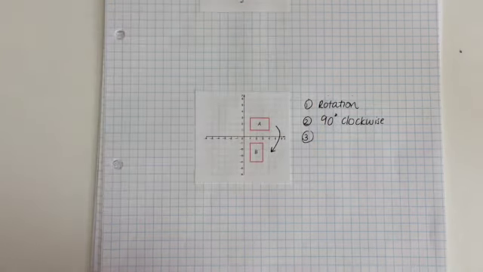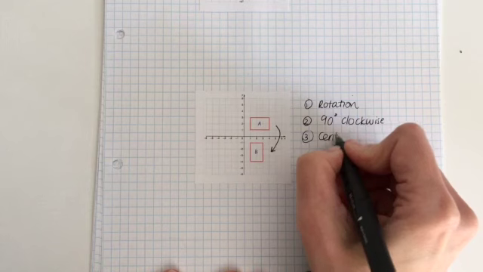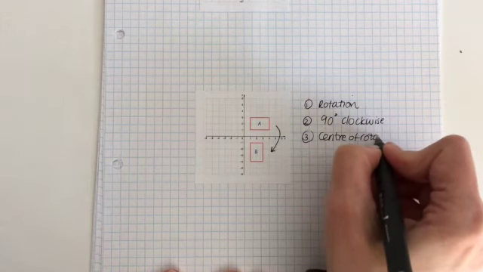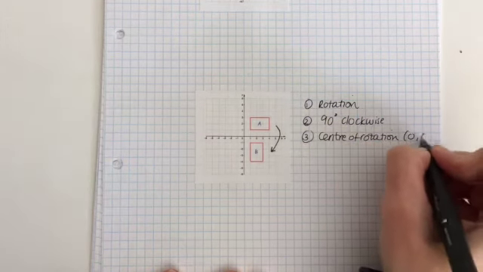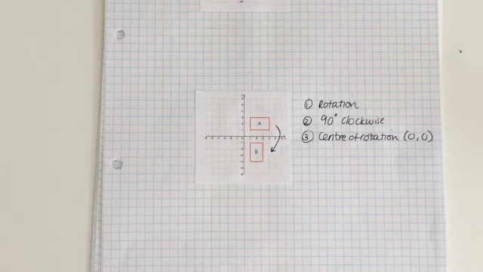So then I would put my last point: center of rotation 0, 0. So you have a go and see if you can describe some rotations.